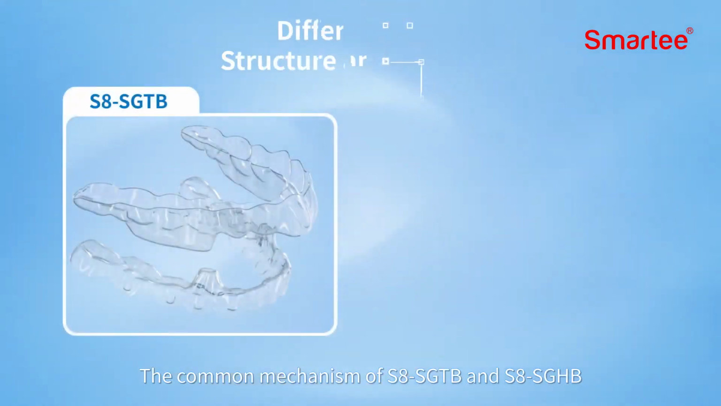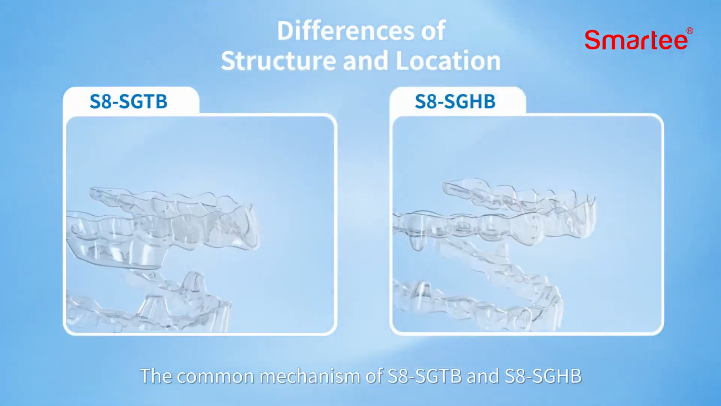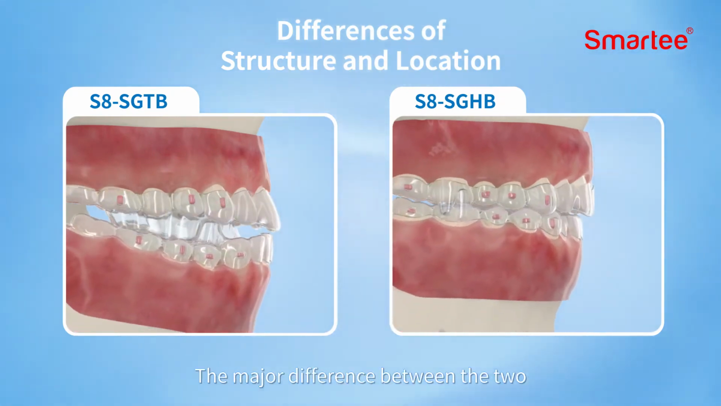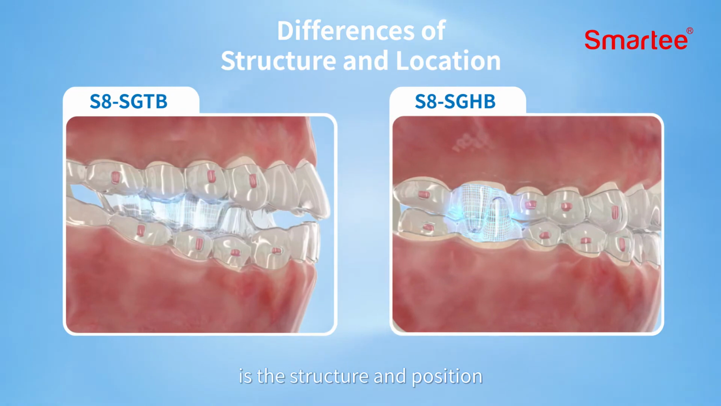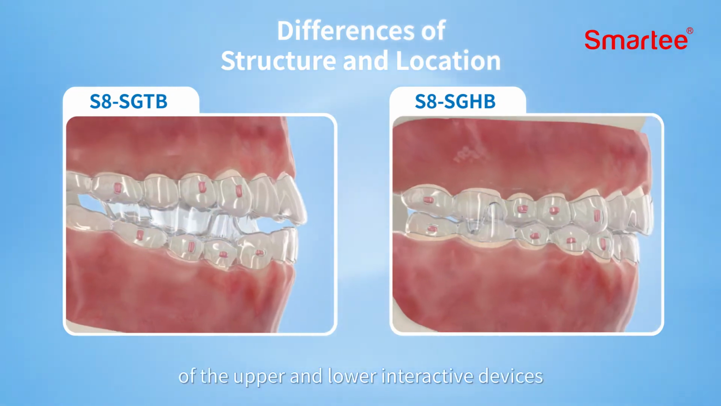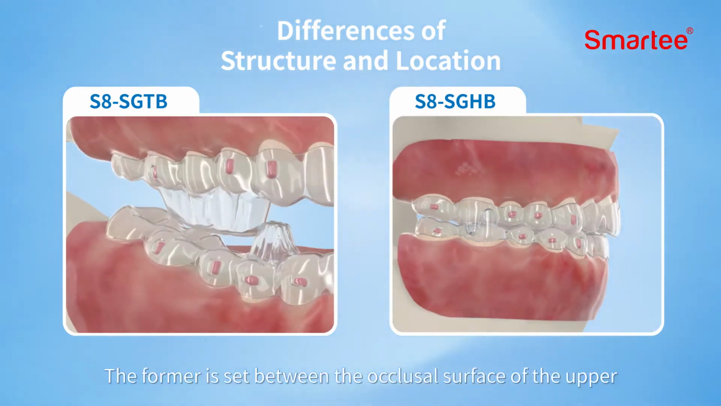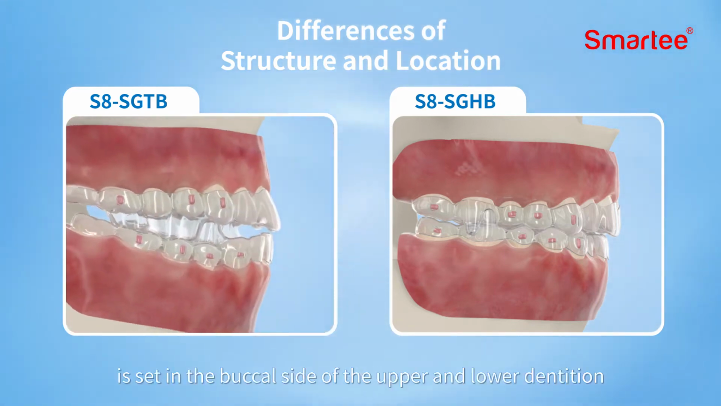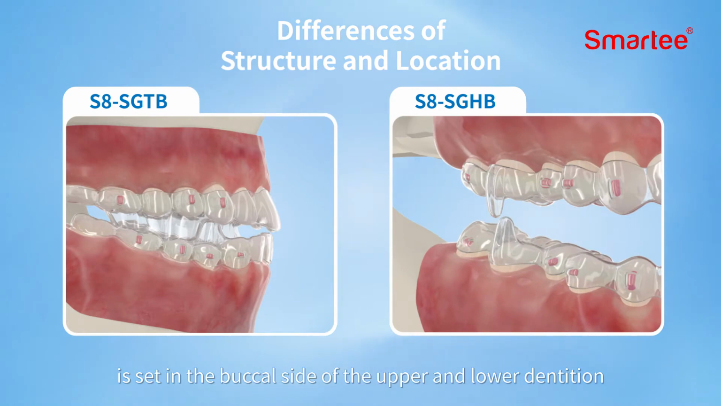The common mechanism of S8 SGTB and S8 SGHB is forced mandibular advancement. The major difference between the two is the structure and position of the upper and lower interactive devices. The former is set between the occlusal surfaces of the upper and lower dentition, and the latter is set on the buccal side of the upper and lower dentition.